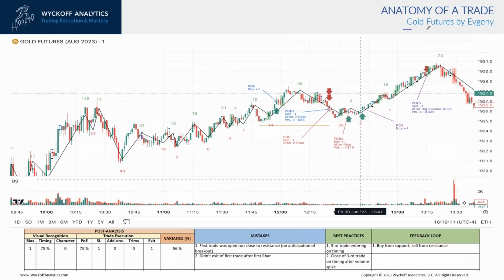Sometimes one trade originates another, or sometimes one trade originates the next mistake. And that's what we're seeing here. Yeah, so this early non-exit originated the late entry to the next good trade. And that's how it happened here.